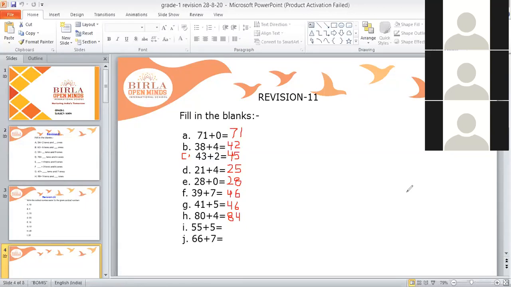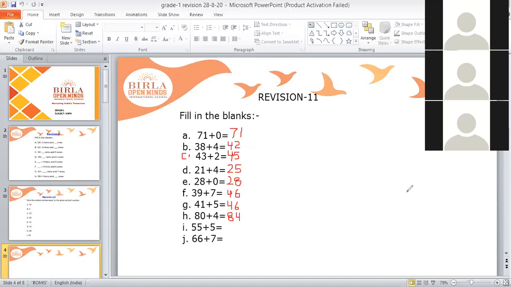Now, next. Advait, good job. Next is bit I. Read that question. 55 plus 5. So tell me 55 plus 5, how much? Start counting after 55 and count forward 5. Tell me. 56. Wrong.